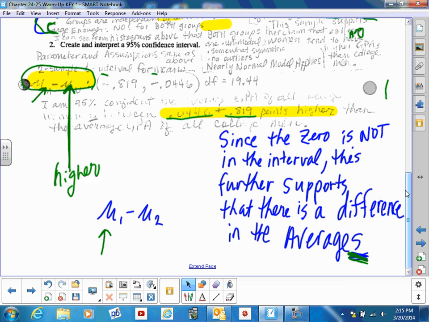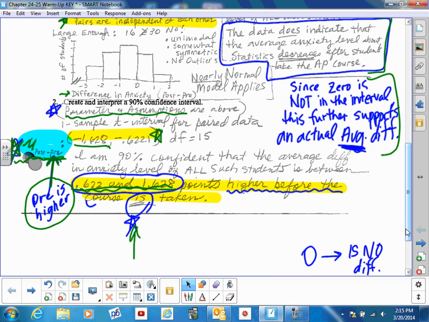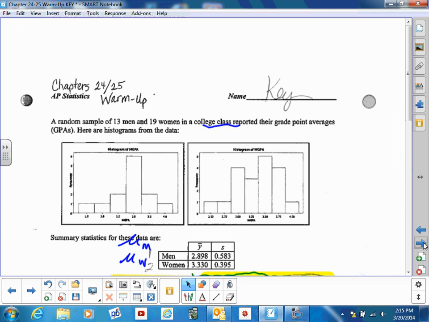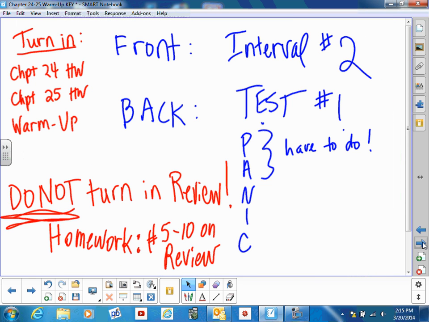Ta-da! Questions? What was the 0 on the first question? Similar, except for it was that this further supports that there is an average difference. Or average, difference. Because see, it's just one average on this side. Okay? Questions?